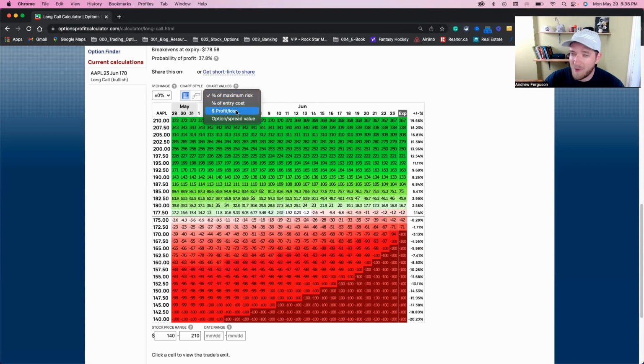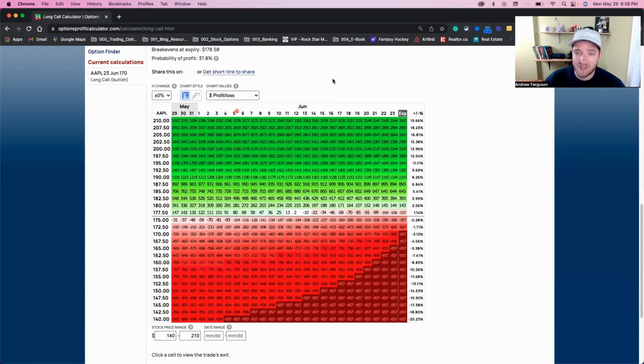Which is what I think a lot of people want to see: just give me the dollar values. Give me the dollar amounts right here of what I'm going to make. You can see I go here, boom, 190 by June 17th, $1,100. If I go 205 by June 20th, $2,649. So that's the quick hitters.